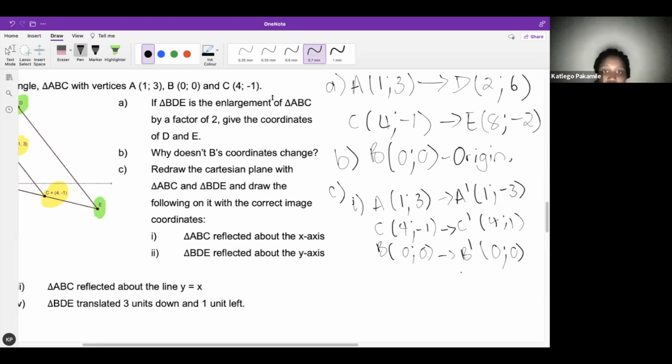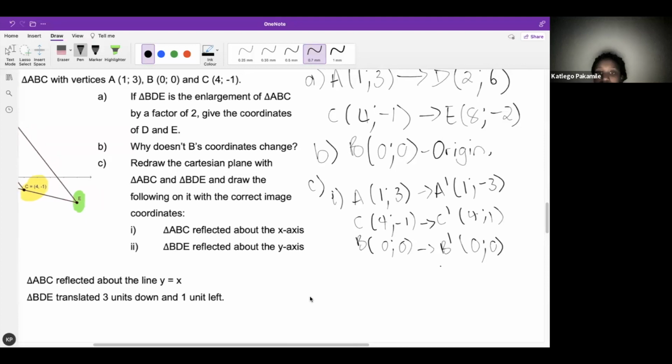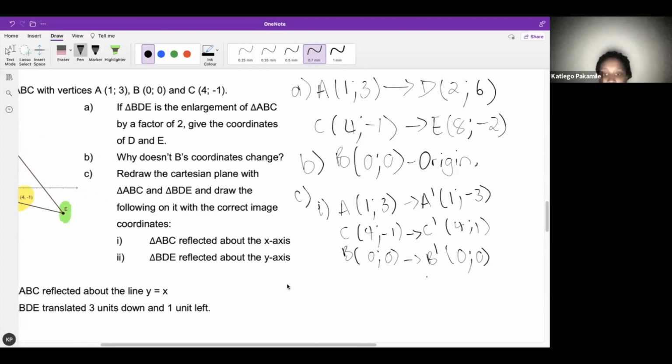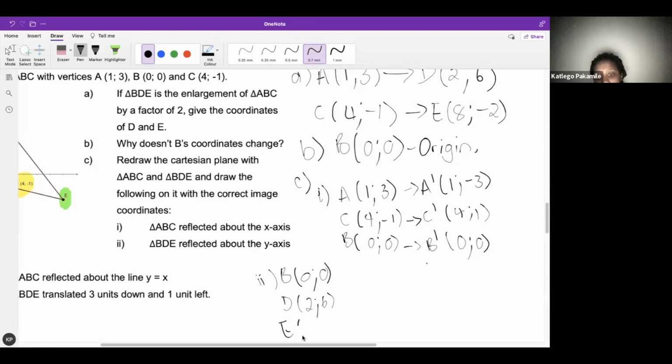Now let's move on to number 2. Number 2 says, take triangle BDE and reflect it on the y-axis. Okay, so now I need to write the original coordinates for BDE. Maybe let me fix my writing pad. So B is going to remain 0, 0. We said it. D was 2, 6. And E was 8, -2. Now I want to know the new coordinates, okay? They say we're reflecting on the y-axis. When you reflect something on the y-axis, what happens to the coordinates? The x changes. Thank you.